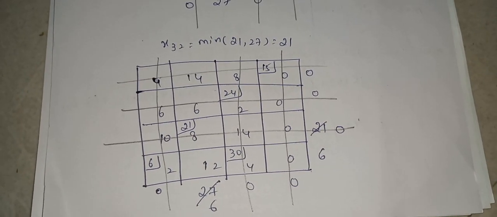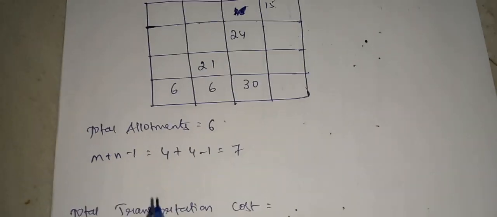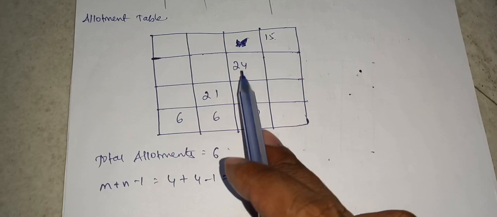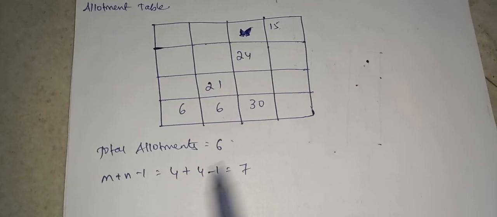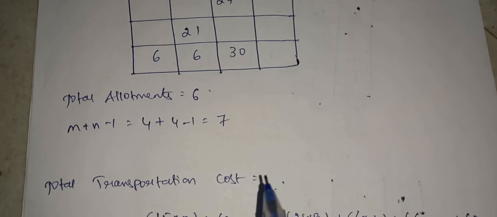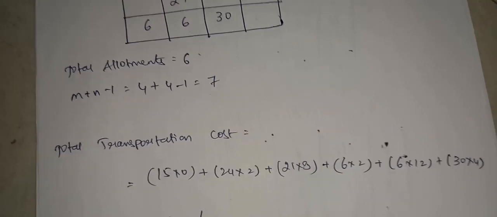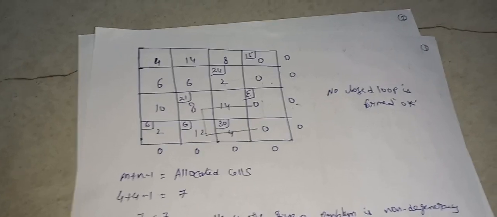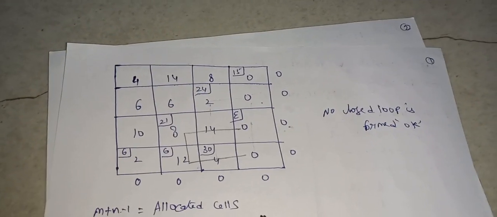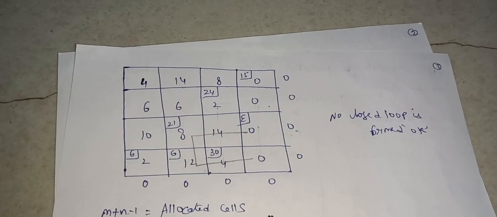So next draw the allotment table. This is the allotment table. Now the total allotments are 1, 2, 3, 4, 5, 6, and m plus n minus 1 is 4 rows plus 4 columns minus 1, that is 8 minus 1, 7. So here m plus n minus 1 is not equal to the number of allotments, so we will get degeneracy. We have to remove the degeneracy.